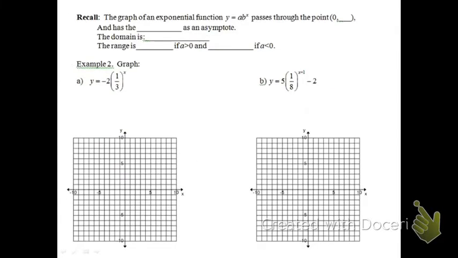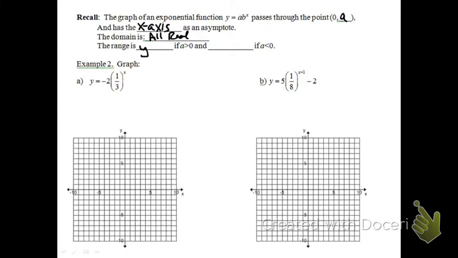Now, what I want to do next is graph decay models. They're very similar to graphing growth models. If you recall, the graph of an exponential function, a times b to the x, will always pass through the point (0, a), and if there's no shifting, it's always going to have the x-axis as an asymptote.